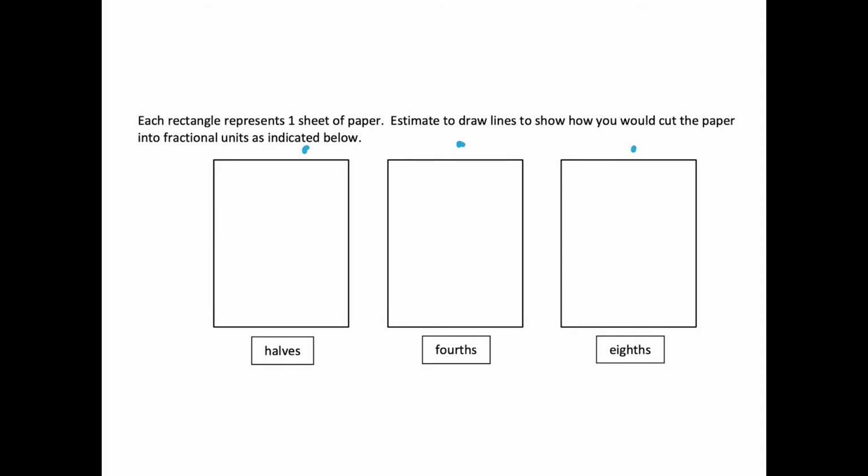We're actually not shading this one because it doesn't say unit fractions. If it said unit fractions, then we would want to shade, but it doesn't. So it says fractional units, which means we're not shading anything. We're just going to break it up into whatever fraction they want us to break it up into. So halves, that's easy, right? That means two parts.